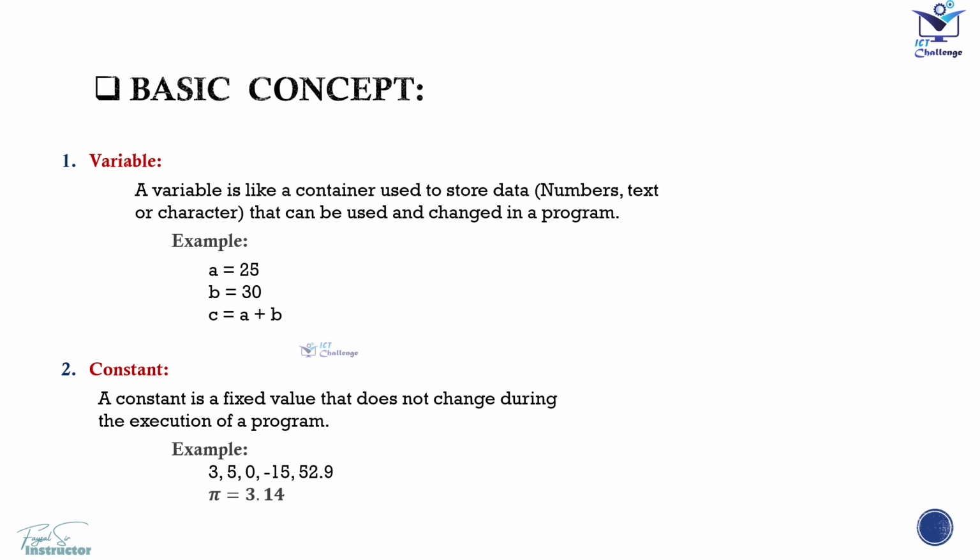Here, the basic concept: what is a variable? A variable means a container which can contain numbers, text or characters that can change in a program. So a variable like A can contain a value like 25, or B equals 30, or C, where C is the summation of those two values, A plus B. Okay, so A equals 25, A equals 30, A equals 50, whatever you want, you can give the value for this A. So A is a kind of variable which can vary its values. Okay, so A is called the variable.